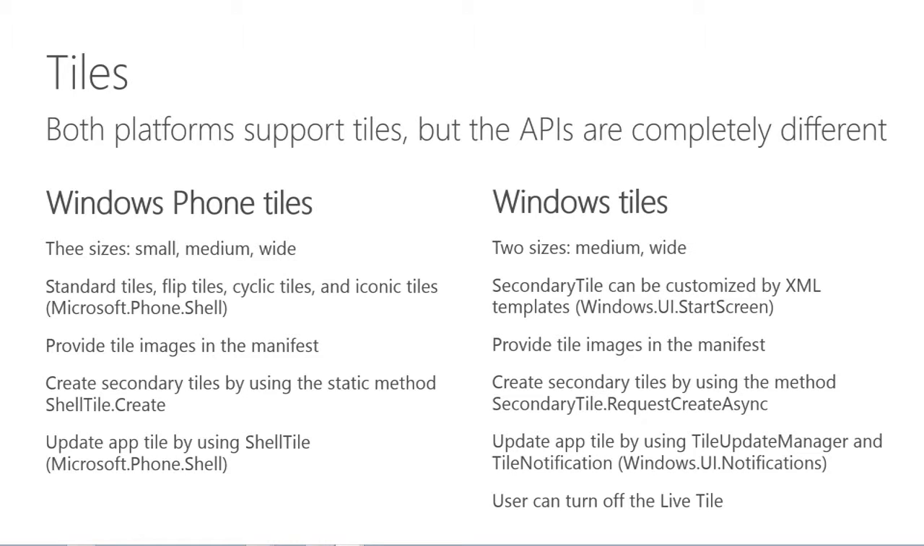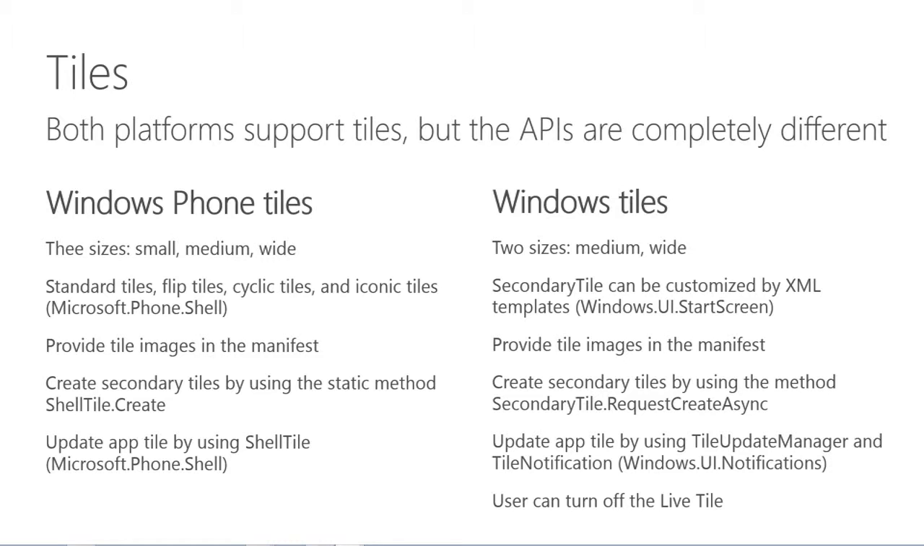On the Windows Phone side, there are actually 3 sizes of live tiles. There's the small, medium, and wide live tile. These are new to Windows Phone 8. We used to have just medium. Now we have small and wide as well. Windows tiles, there's only 2 sizes. There's medium and wide.